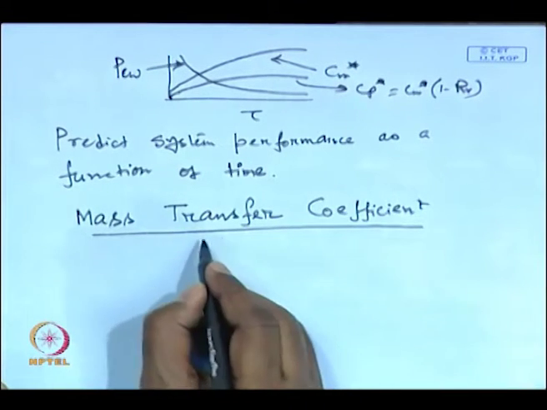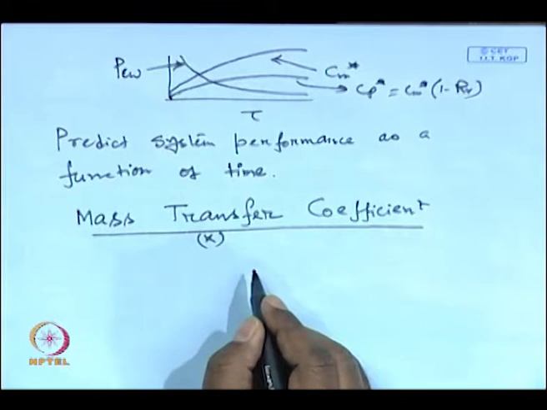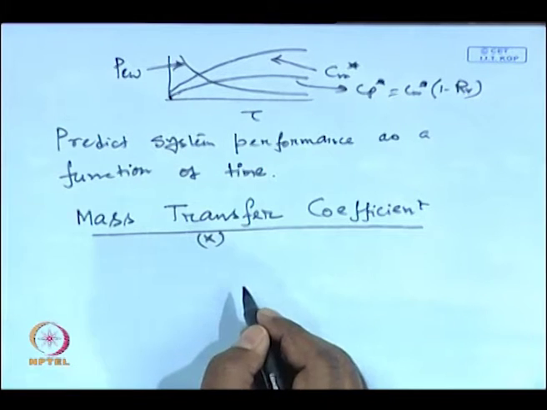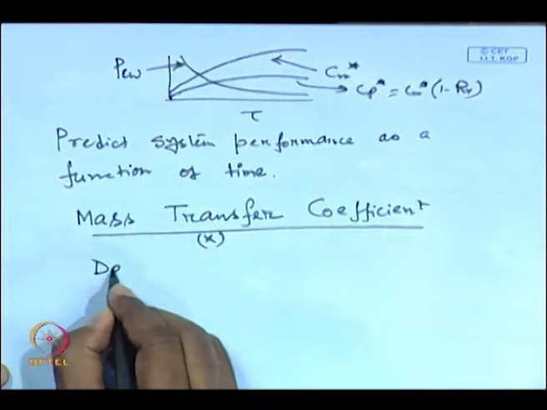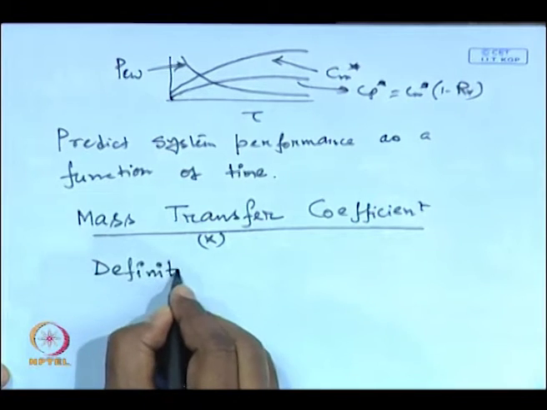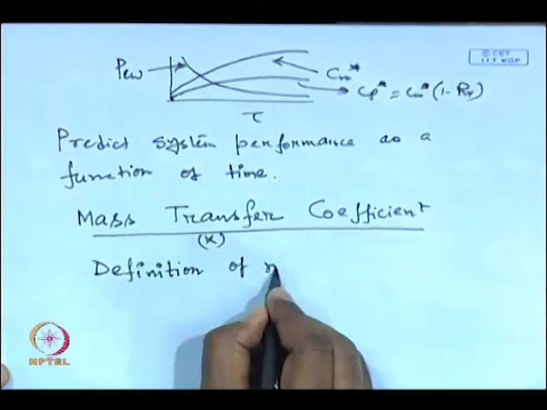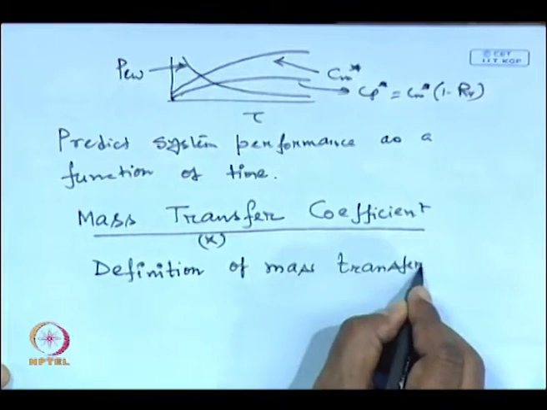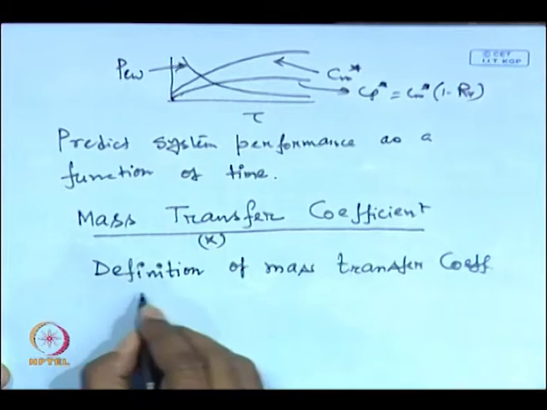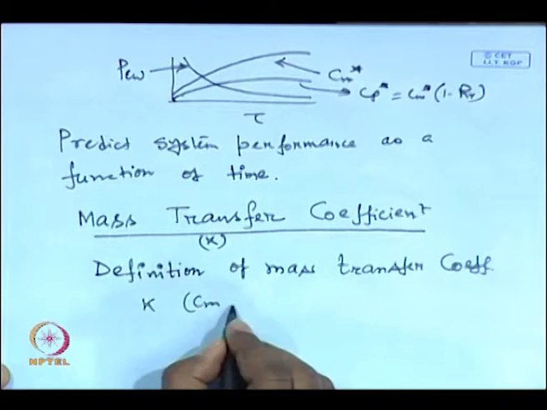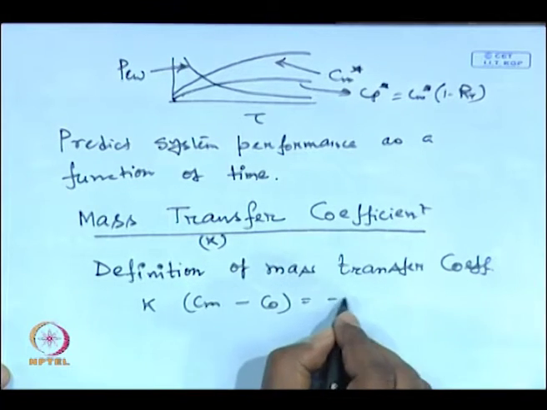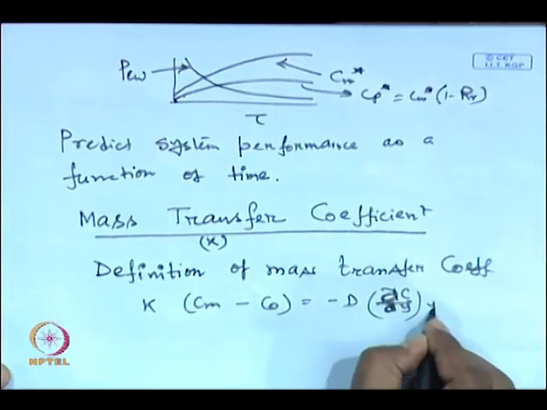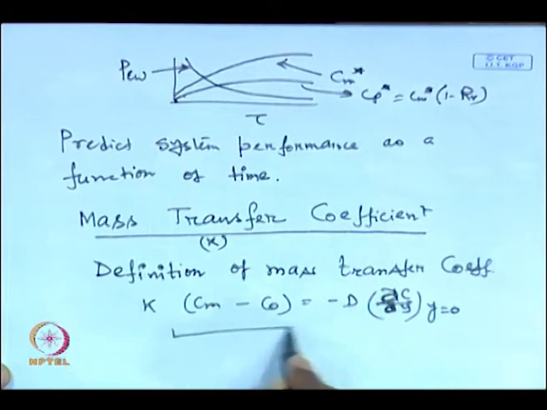Now this mass transfer coefficient K is a vital parameter as far as the design of any chemical engineering system is concerned, where mass transfer is involved. So, we start with the definition of mass transfer coefficient. K times Cm, that means C at y equal to 0 minus C naught, is equal to minus D del c del y at y is equal to 0. That is the definition of the mass transfer coefficient.